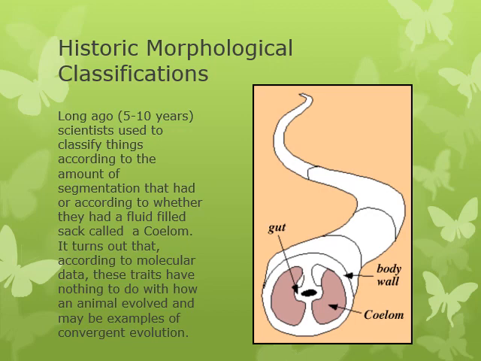Another way scientists have historically classified these is by the presence of segmentation and a coelom. The coelom is a fluid-filled sac, but it turns out a lot of organisms have this, some don't, and it's an example of convergent evolution. So because of molecular data, we can't divide things up like this anymore.